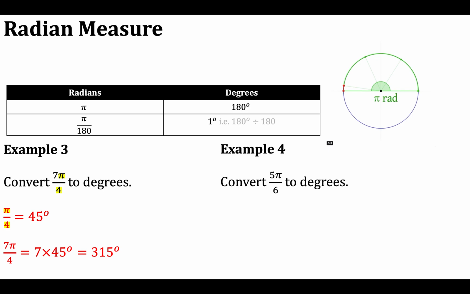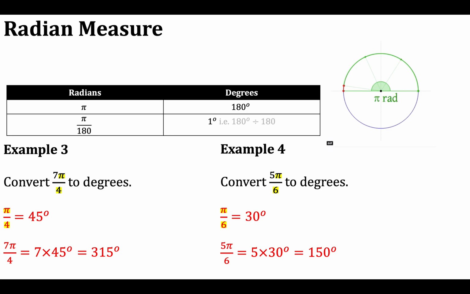Now let's have a look at example 4. So this time we're converting 5 pi over 6 to degrees. So again, I'm seeing this pi over 6 in here. And that's one of the ones that we know from earlier. Pi over 6 is the same as 30 degrees. We've got 5 pi over 6. So it's 5 multiplied by 30, which gives us 150 degrees.